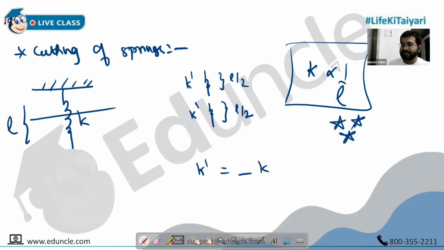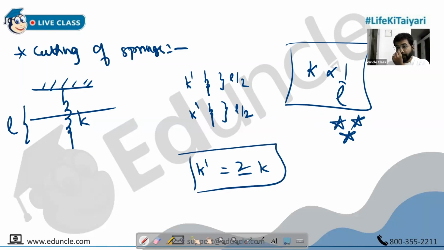So basically, remember K is inversely proportional to length. If the length is half, K will automatically become double. So K dash will become 2K. A good question can be created on this, but first, please copy this since this is a fresh concept.